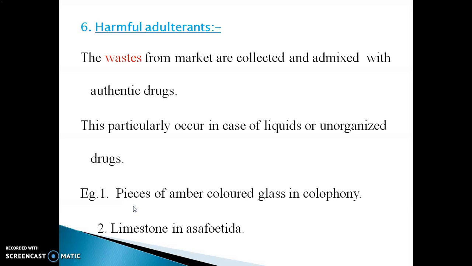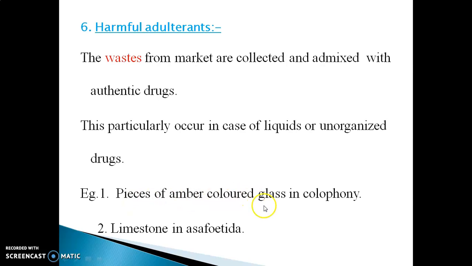Then next, that is sixth one, harmful adulterants, where the waste from the market is collected and admixed purposefully with the authentic one. This particularly occurs in case of liquid and unorganized drug. So liquids and unorganized means extracts and the exudates. This can be easily adulterated, where such kind of harmful adulterants are used for the adulteration purpose. In liquids, mostly the oils are adulterated by means of this method.